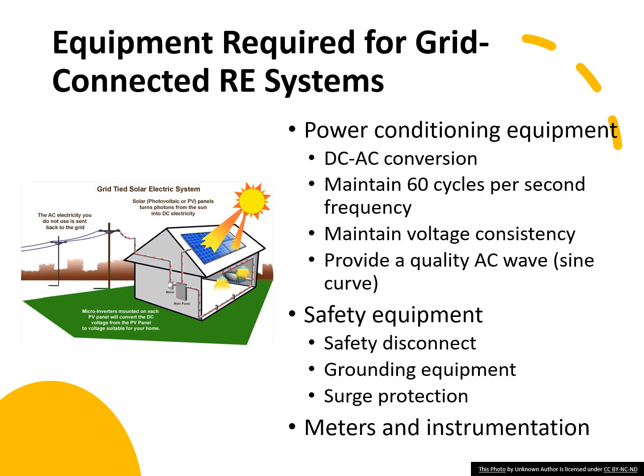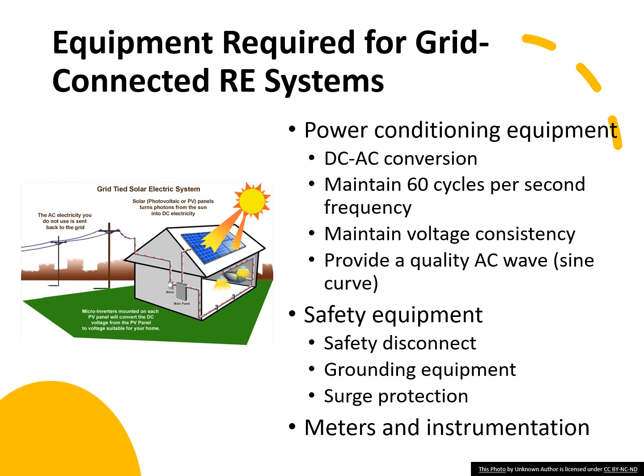In addition to the renewable energy system components, you will need to purchase some additional equipment in order to safely transmit electricity to your loads and comply with your power provider's grid connection requirements. This is also called balance of system equipment. Power conditioning equipment is needed for DC-AC conversion, maintaining a 60 cycles per second frequency, maintaining voltage consistency, and providing a quality AC wave sine curve.